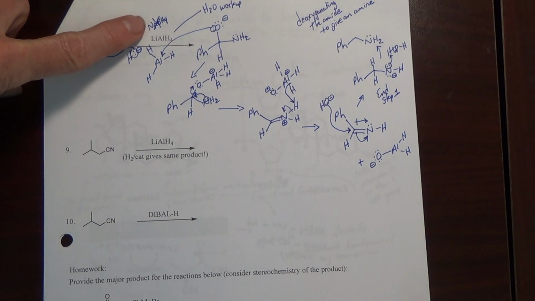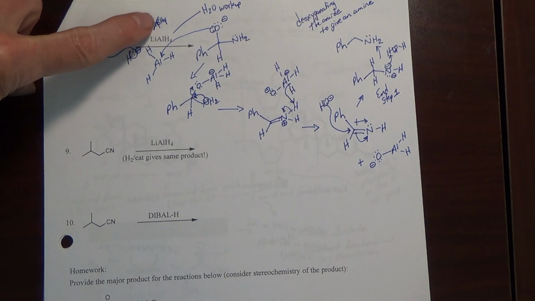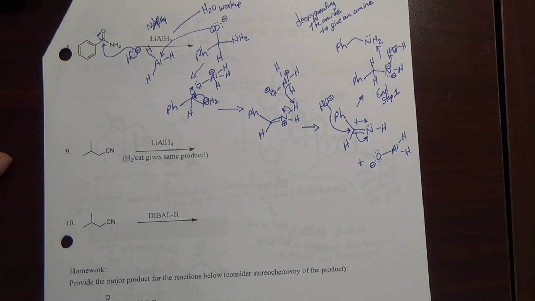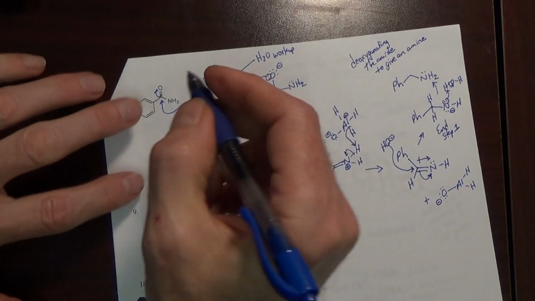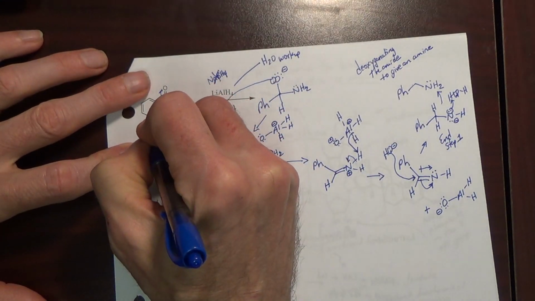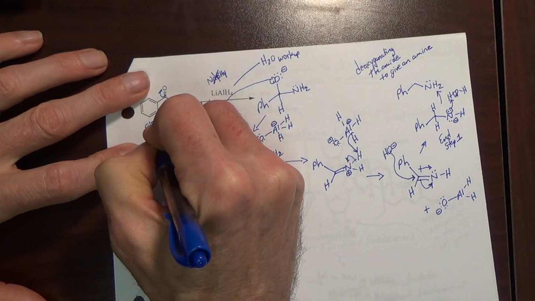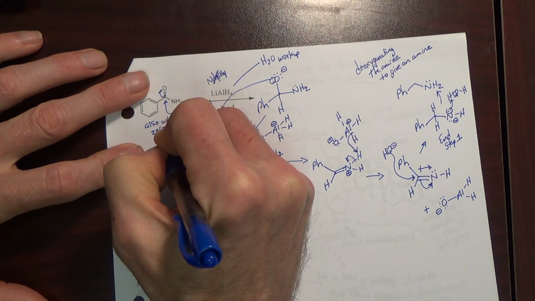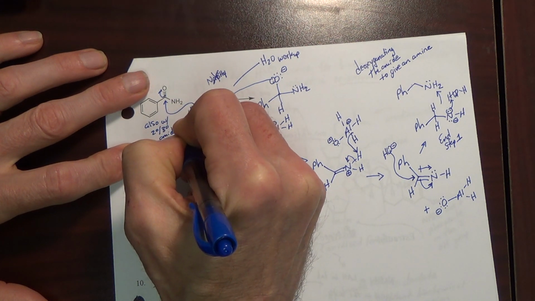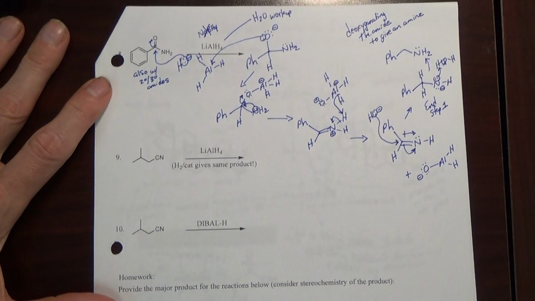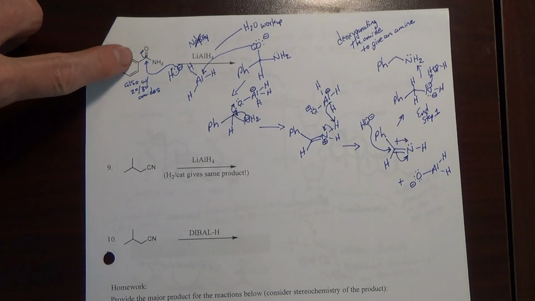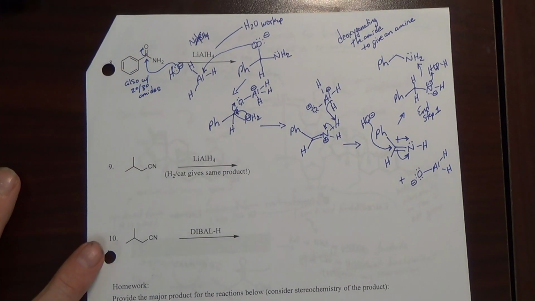Again, sodium borohydride does not do this reaction. It's too weak. Only LAH. This reaction also works with secondary and tertiary amides. The example I give here is, of course, a primary amide.